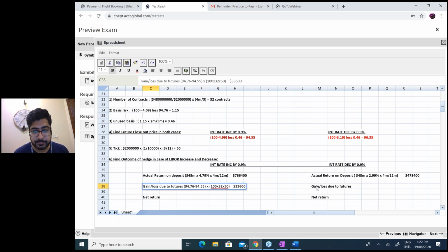Okay, and come to this side. I'm not sure if it's a gain or loss, added or deducted, but it's the difference between the futures closeout price and the futures contract price, into spot, into contracts, into tick. And here, gain or loss due to futures, apply the formula. Difference between futures contract price, remember the futures contract price was the March future, 94.76, and the futures closeout price. This is the decrease case. In step 4, you computed the futures closeout price of the decrease case, into spot 100, into contracts 32, into tick 50. What is the answer?